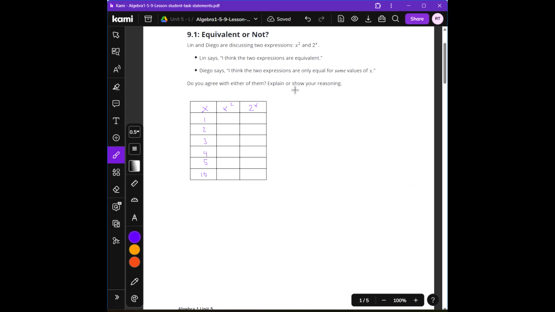Now when we take each of these numbers and square them, we're going to get the following numbers. And now when we take 2 and raise it to the power of x, we're going to have these values.